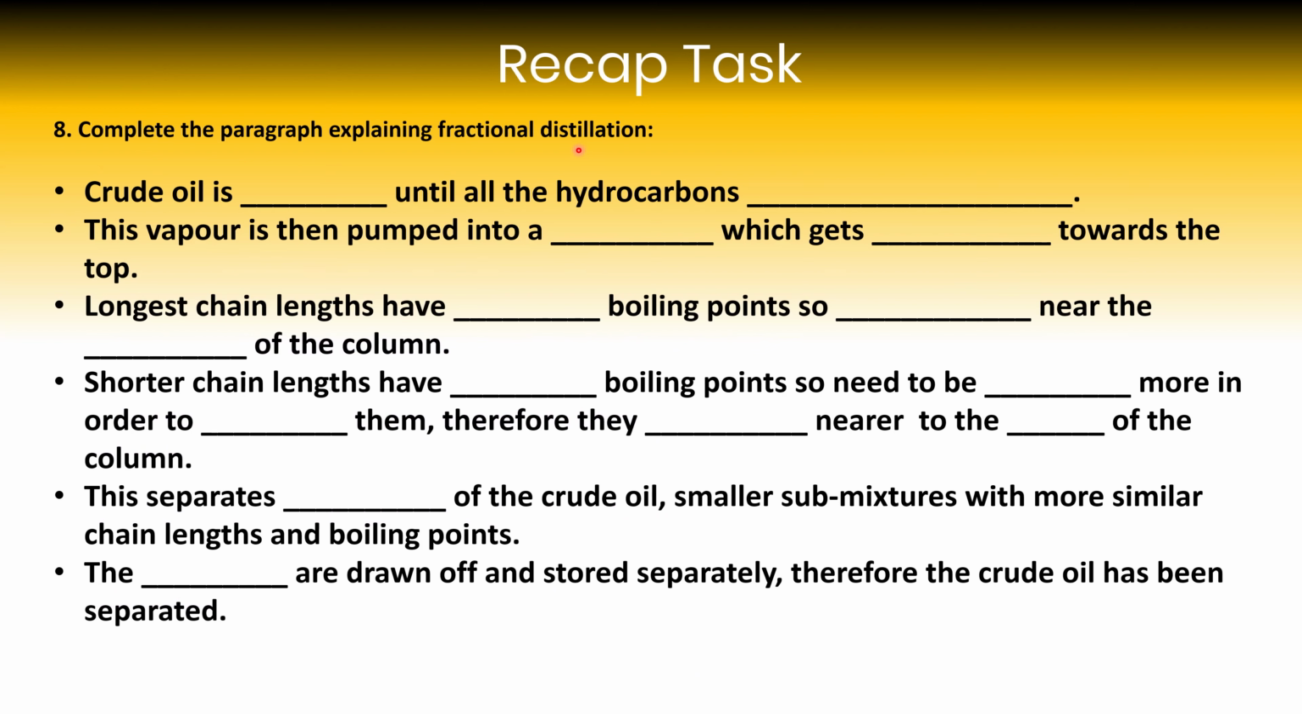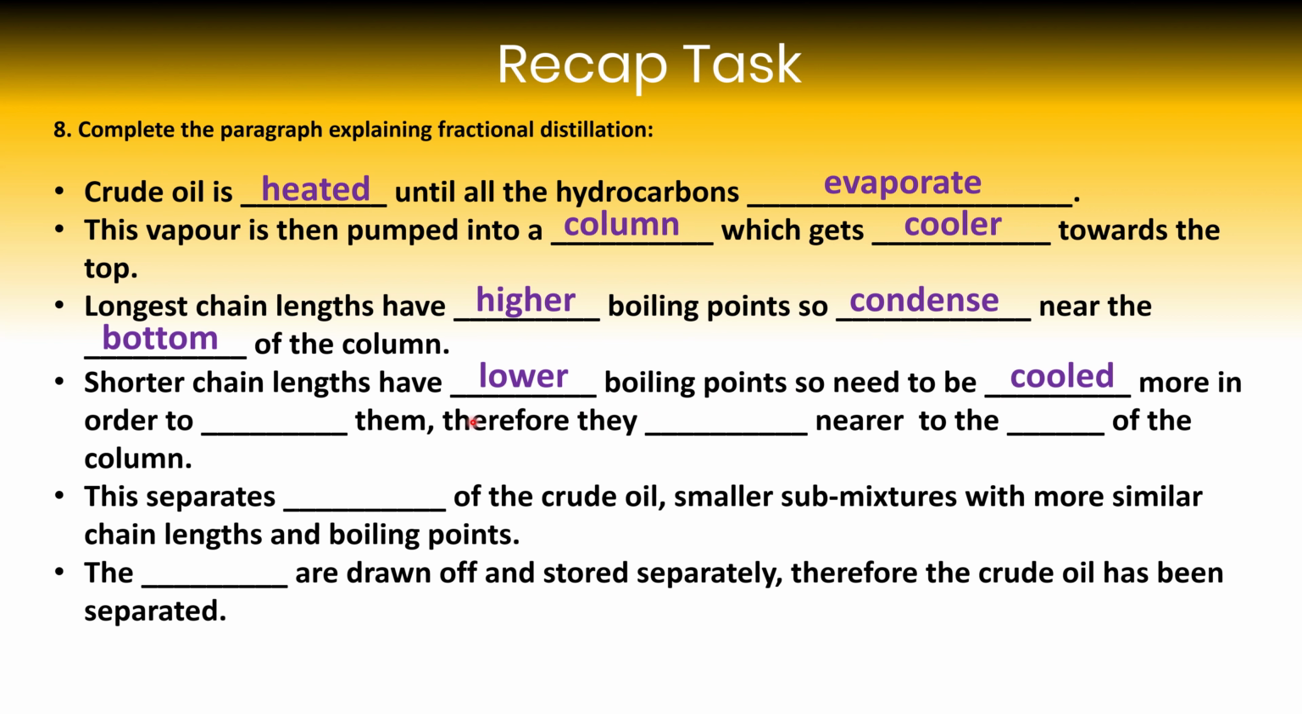So the first stage in fractional distillation is that the crude oil is heated until all of the hydrocarbons evaporate. The vapour is then pumped into a column or a fractionating column, which gets cooler towards the top. The longest chain lengths have the higher boiling points, so they'll condense near the bottom of the column. The shorter chain lengths, however, have lower boiling points, so they need to be cooled down more in order to condense them. Therefore, what they're going to do is condense nearer to the top of the column, where it's cooler.